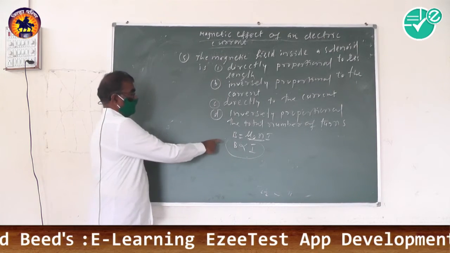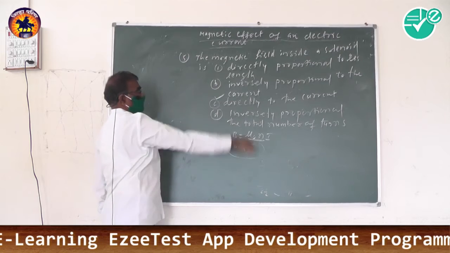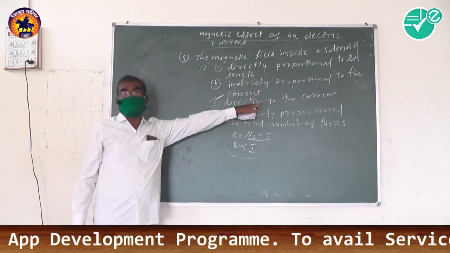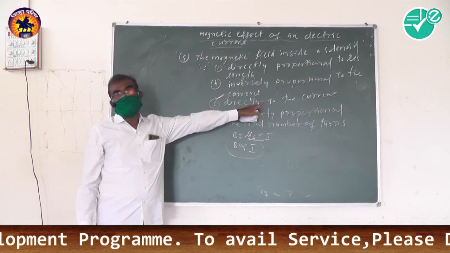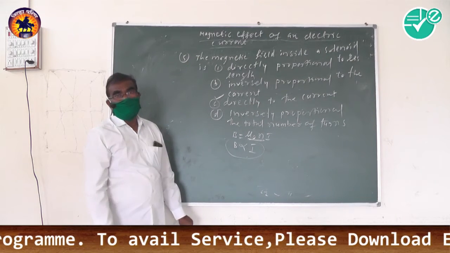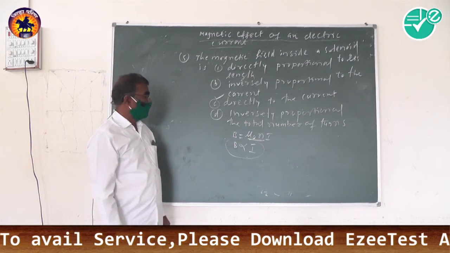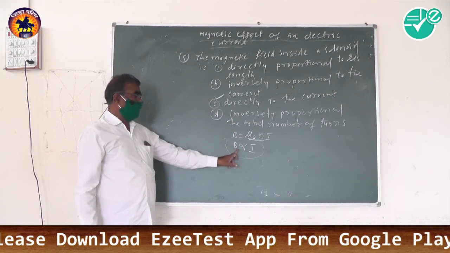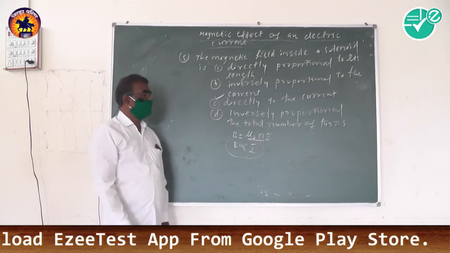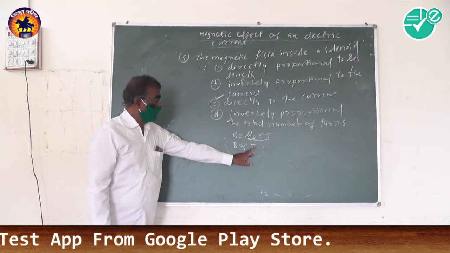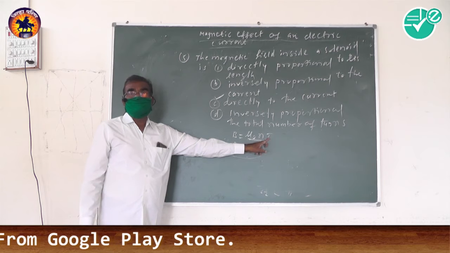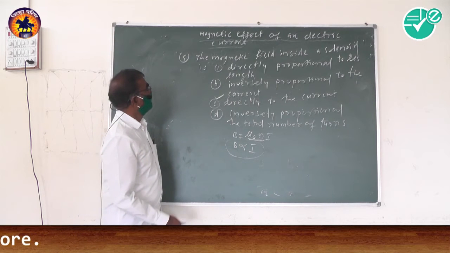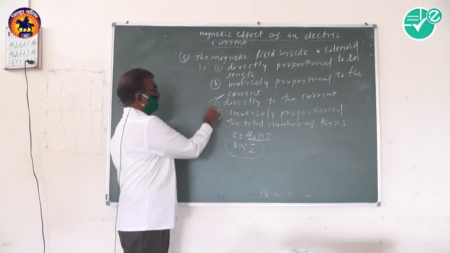That is, if we increase the current in the solenoid, the magnetic field inside the solenoid also increases. That is, the magnetic field is directly proportional to the current. As the electric current decreases, the magnetic field decreases. That is the direct relation. So multiple choice C is correct.